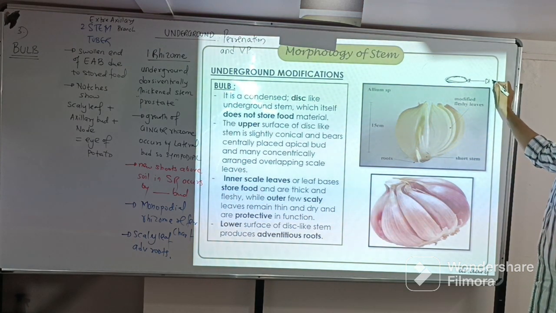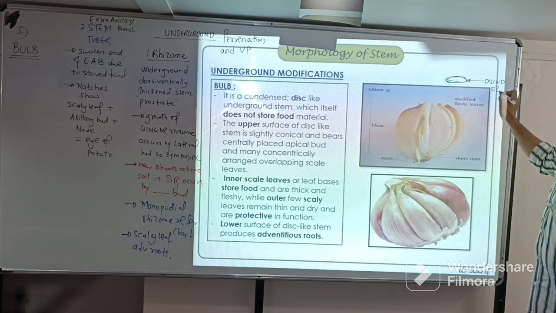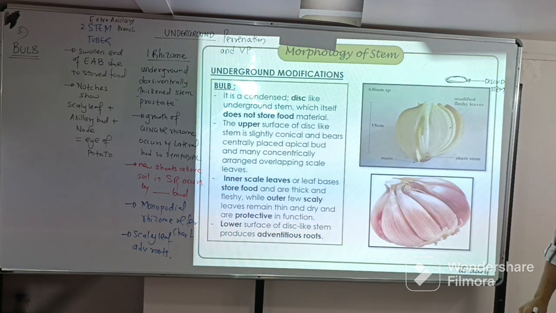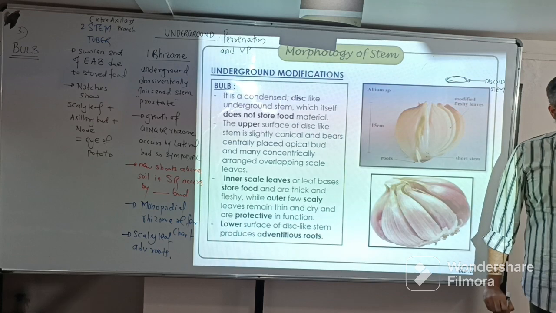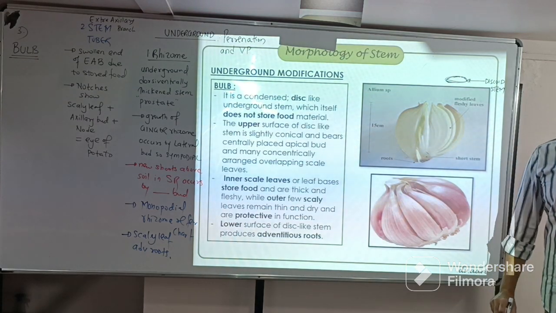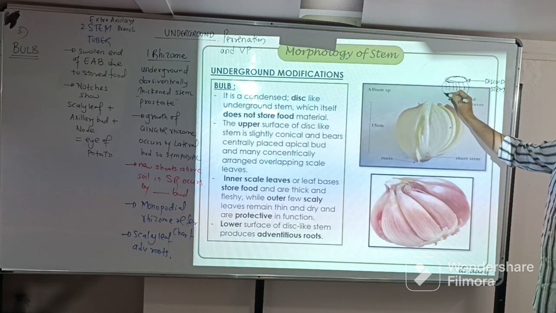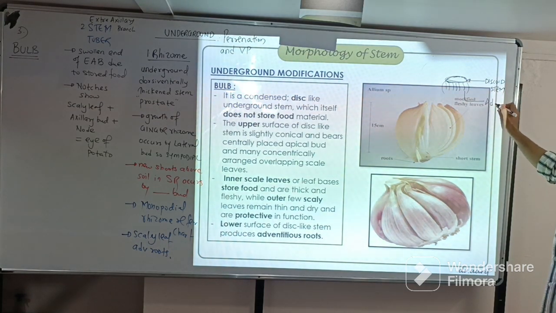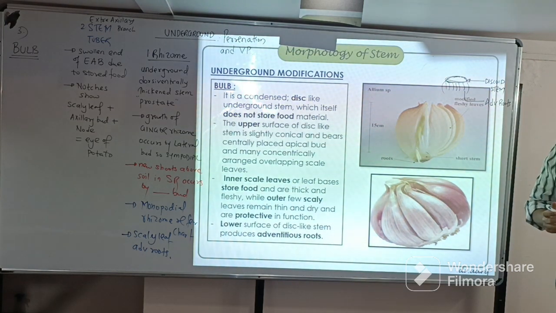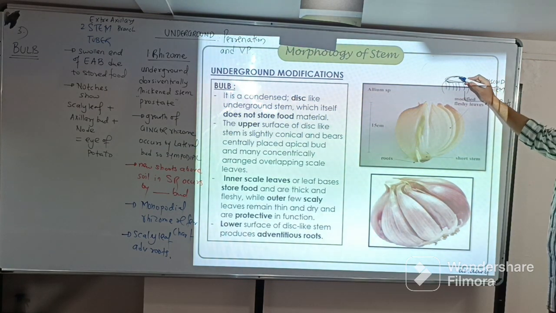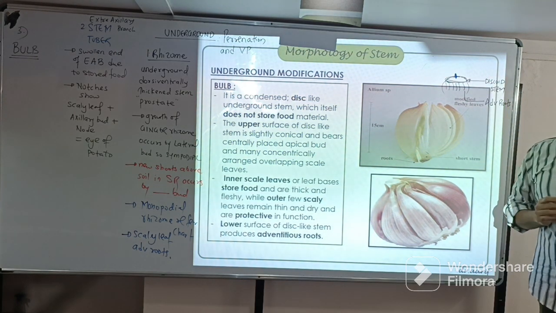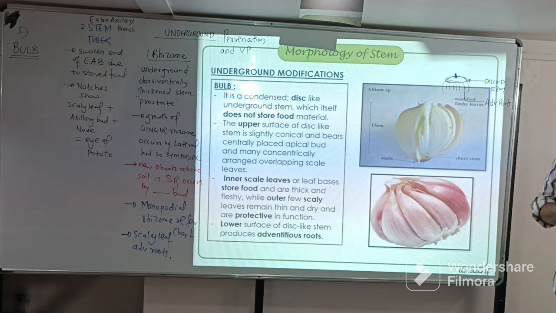It's a discoid stem. What is it? A disc-shaped stem. Got my point? And from the base, it will show the presence of many adventitious roots. Are you there with me, everybody? Yes. And the stem will show the presence of one apical bud.